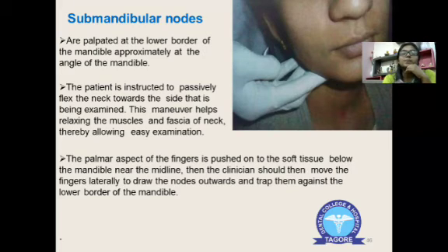Then moving on to the palpation of submandibular lymph nodes, they are palpated at the lower border of the mandible, approximately at the angle of the mandible. So we have to instruct the patient to passively flex the neck towards the side where we are going to palpate. And then the palmar aspect of the finger is pushed over the soft tissue below the mandible and near the midline. And we should move the fingers laterally to draw the nodes outwards along the lower border of the mandible. This way, we have to palpate the submandibular lymph nodes.